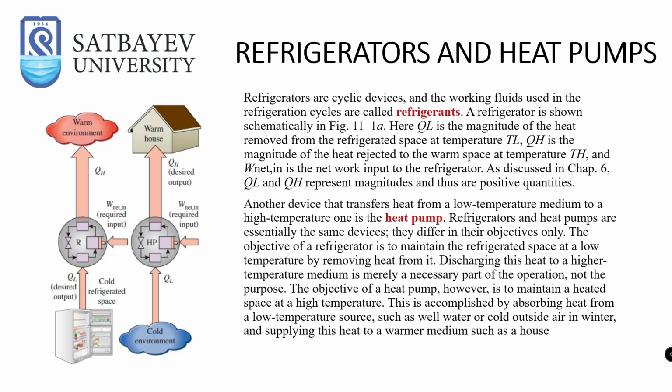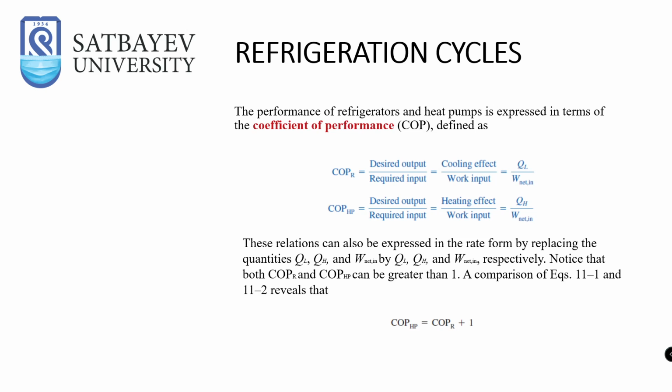Another device that transfers heat from a low temperature medium to a high temperature one is the heat pump. Refrigerators and heat pumps are essentially the same devices. They differ in the objectives only. The objective of a refrigerator is to maintain the refrigerated space at low temperature by removing heat from it. Discharging this heat to a higher temperature medium is merely a necessary part of the operation, not the purpose. The objective of the heat pump, however, is to maintain a heated space at high temperature. This is accomplished by absorbing heat from a low temperature source, such as cold water or cold outside air in winter, and supplying this heat to a warmer medium, such as the house.